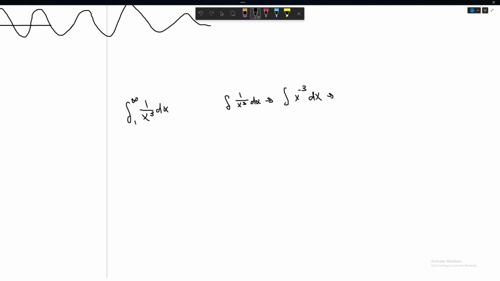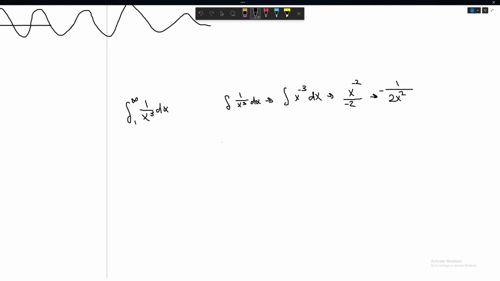And that is the same thing as integrating, and you will get x to the negative 2 over negative 2. And so if I were to rewrite this, what I'll get is negative 1 over 2x squared. All right, and so simple enough.